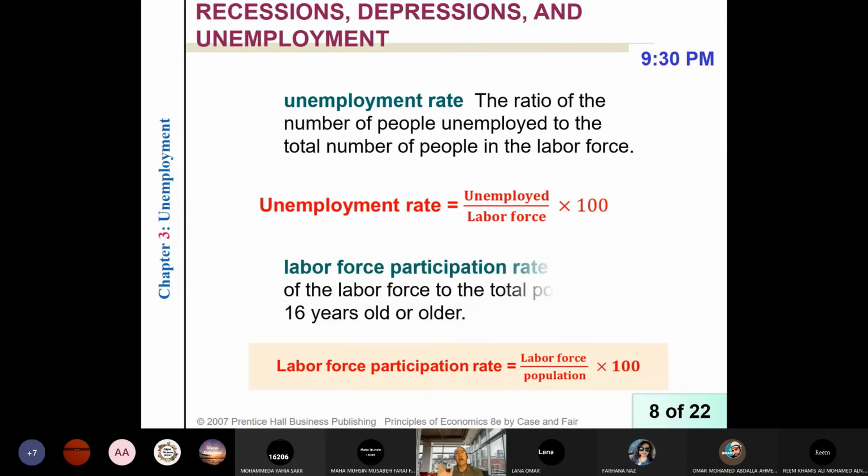So now we have two important formulas. How to calculate unemployment rate, how to calculate labor force participation rate. If you understand these two equations, almost we finished this chapter. The most important slide in this chapter, this slide. And the two equations are so easy.